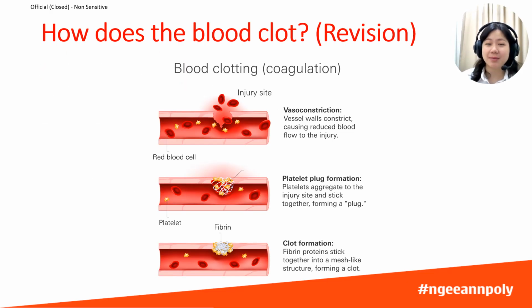Before we dive into the medications, let's first do a revision on how blood clots. When there is a rupture of the atherosclerotic plaque, damage to the blood vessel walls occurs. Three things occur to help the blood to clot. First, a brief spasm of vasoconstriction occurs. The blood vessel walls constrict, which slows blood flow to the injured area while the clot forms. Next is the formation of a platelet plaque, where platelets will aggregate to the injury site and stick together to form a plaque.